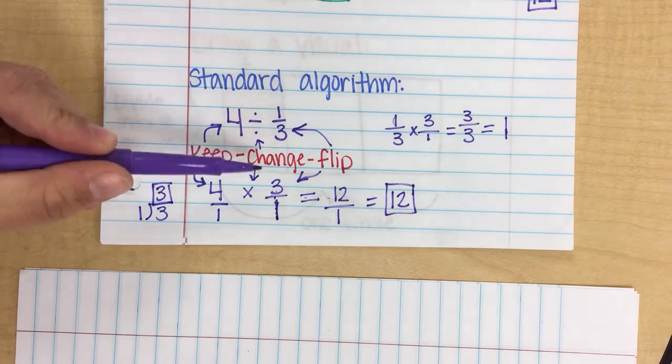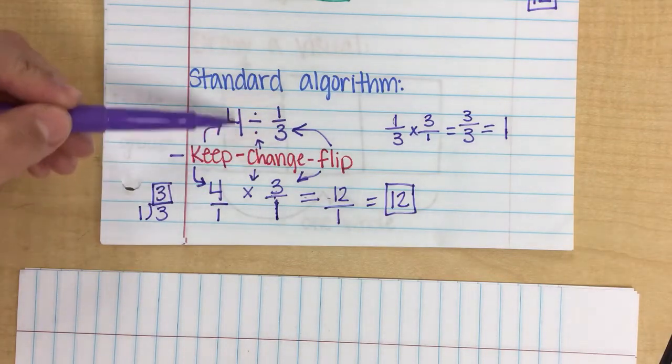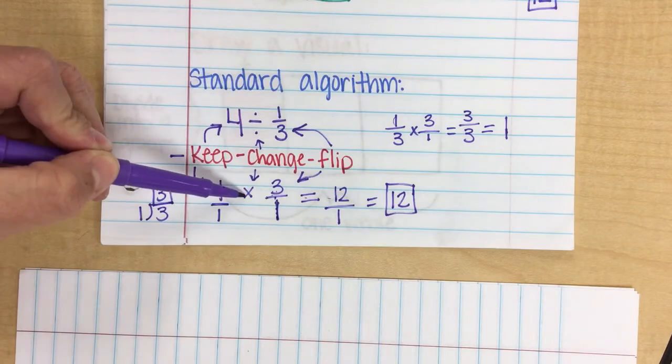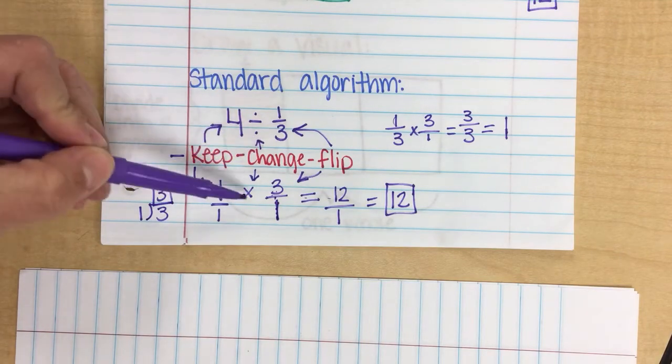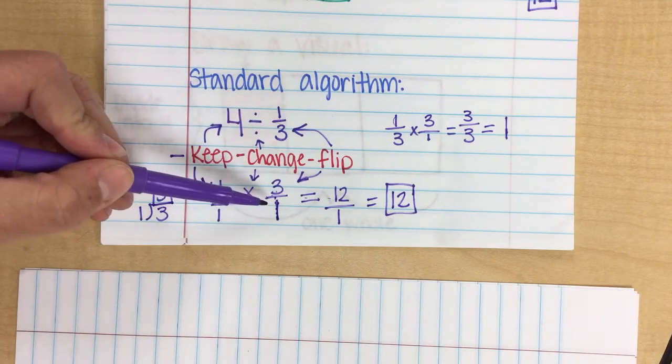So this is the keep, change, flip method. I'm just keeping the first number the same, changing my operation from dividing to multiplying, and I'm flipping my last number.